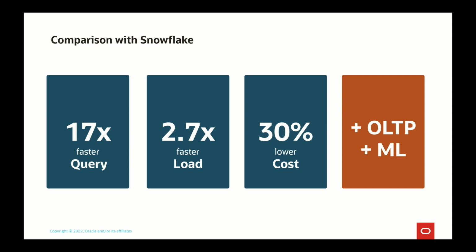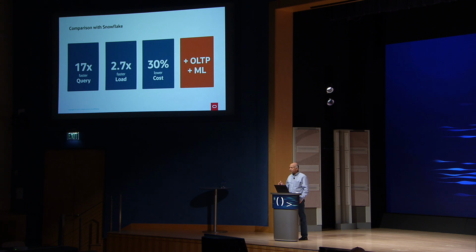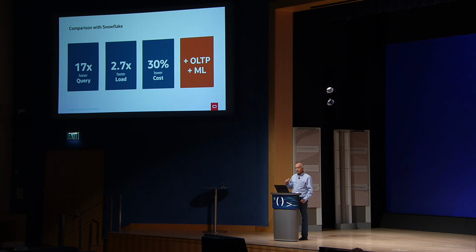So when you look at this comparison of 42 seconds with Snowflake, HeatWave is 17 times faster on an average for query processing compared to Snowflake. HeatWave can load data about 2.7 times faster than Snowflake, and it costs 30% less. In addition, HeatWave is the general purpose database, so it can do transaction processing plus machine learning inside the database.